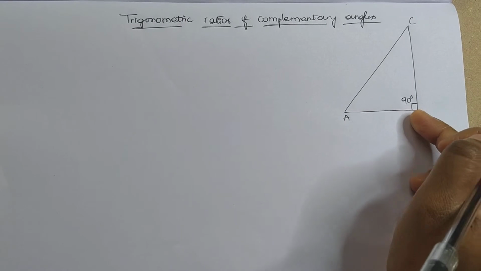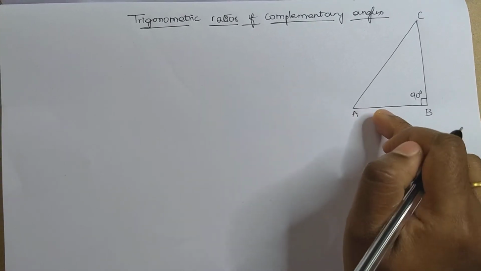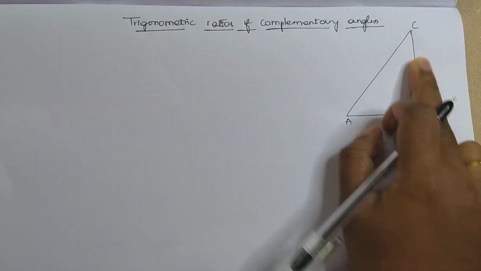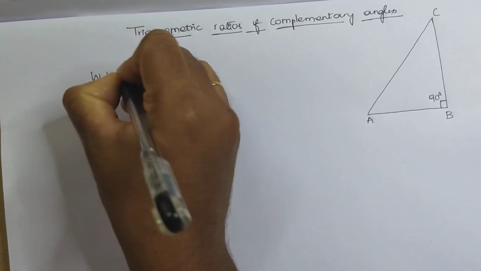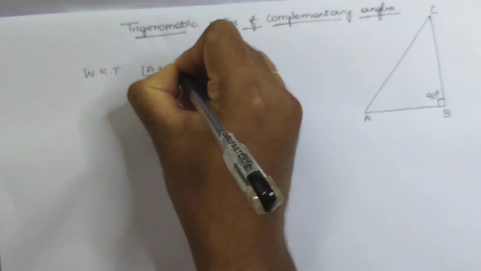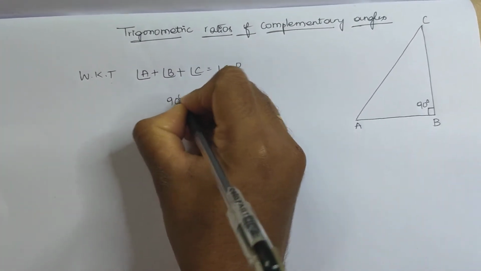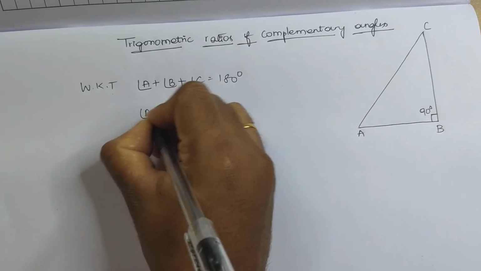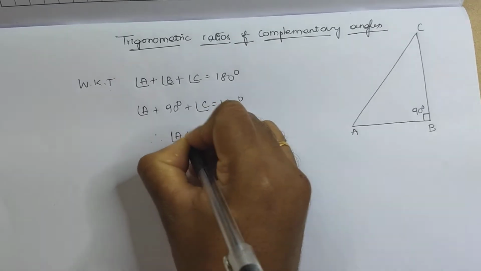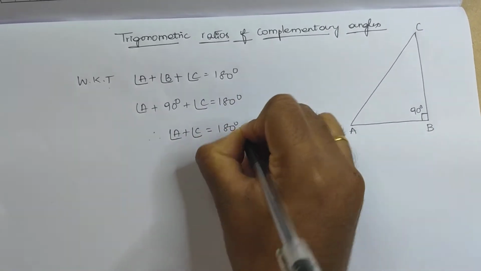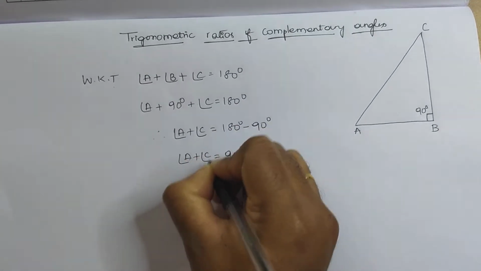When you take one angle here as 90 degrees, what do the other two angles become? Since we know that the sum of angles in a triangle is equal to 180 degrees, let me write it here. We know that angle A plus angle B plus angle C equals 180 degrees. Angle B is 90 degrees from the figure, so angle A plus 90 degrees plus angle C equals 180 degrees. Therefore, angle A plus angle C equals 180 degrees minus 90 degrees. So you get angle A plus angle C equals 90 degrees, correct?